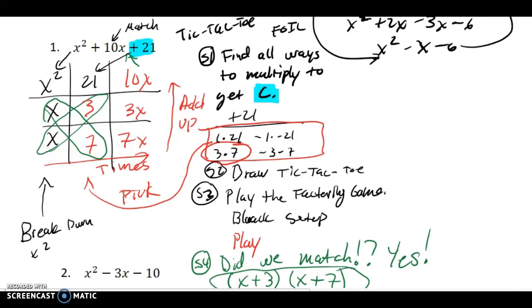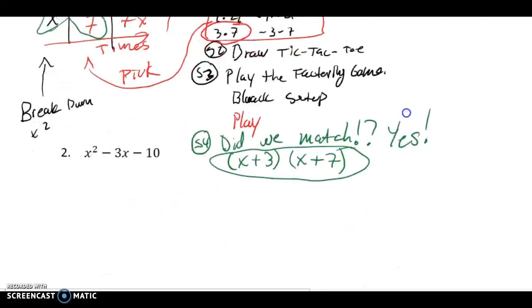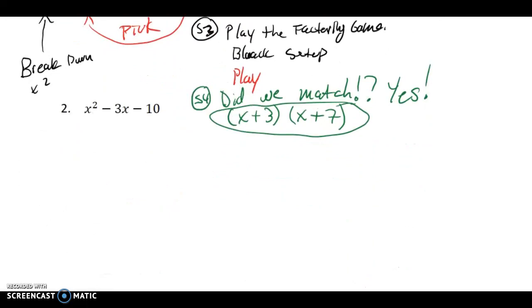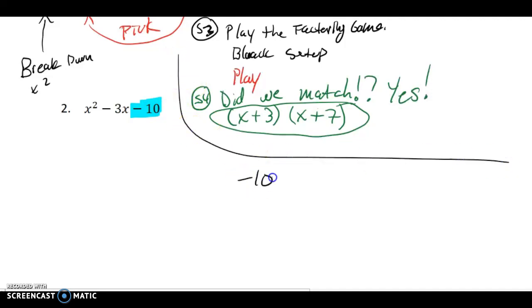So I'm going to do the next one here, but I'm not going to write it all out. I'm just going to do the chart and then times across, add up, and see if I match. So I am going to highlight this. It's a negative 10. So this is a new question here. We're going to find all the ways to get it: negative 1 times 10, negative 2 times 5, and then 1 times negative 10, and 2 times negative 5. Notice for each one we have an opposite pair.